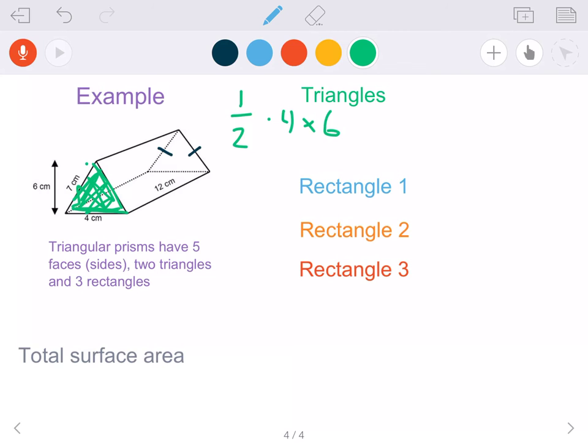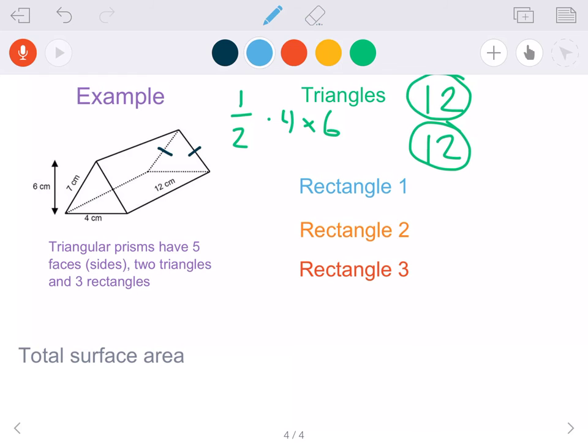So if I've got 1/2 of 4, that gives me 2. And then 2 times 6 is 12. So the area of one triangle is 12. If the area of the front triangle is 12, the area of the back triangle is also 12. And now I'm going to start figuring out the areas of the various rectangles.